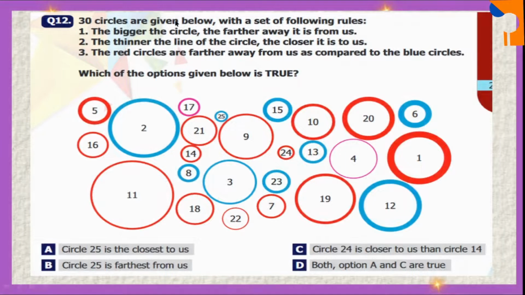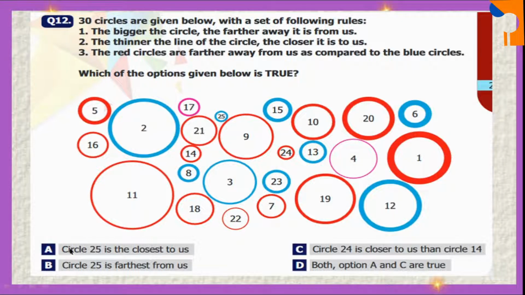Question number 12, 30 circles are given below with a set of following rules. The first one is the bigger the circle, the farther away it is from us. Second rule is the thinner the line of the circle, the closer it is to us. Third criteria is the red circles are farther away from us as compared to the blue circles. So which of the options given below is true?